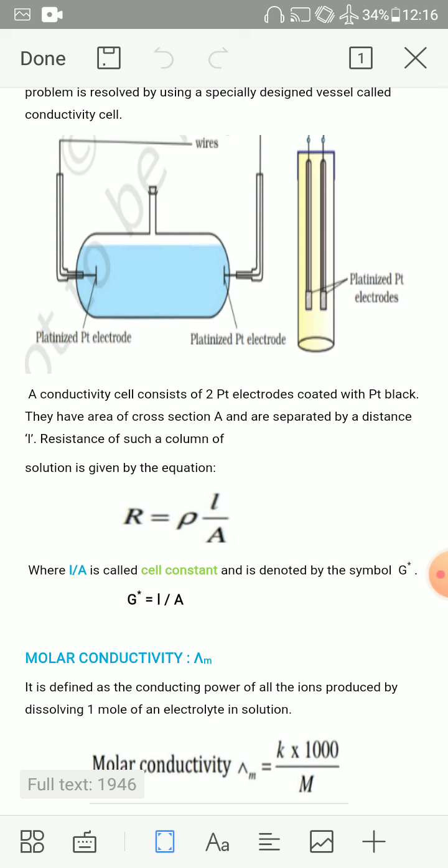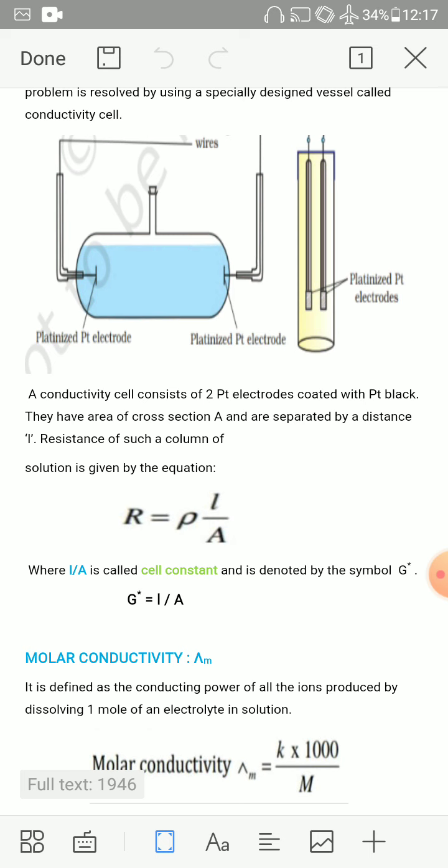This is a similar equation to whatever you have studied in class 10. The equation of resistance is the same: R is equal to rho L by A. In a conductivity cell, L is the length between the two electrodes, and A is the area of cross section of each electrode. And you have to place the electrolytic solution in between the two electrodes, and then you have to measure the resistance, conductance.